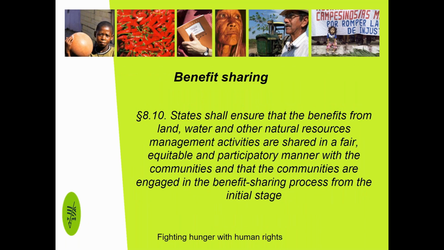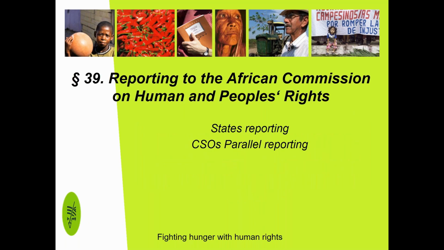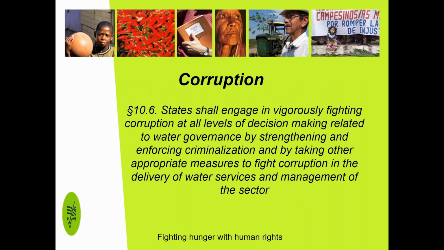When there is water and there are benefits to be taken from that water, they should be equally and fairly shared. And of course, this paragraph speaks about reporting to the African Commission, where you can make para-reporting and human rights analysis, but you need, of course, to get observer status, and you can apply to the African Commission. And the last paragraph is about corruption.